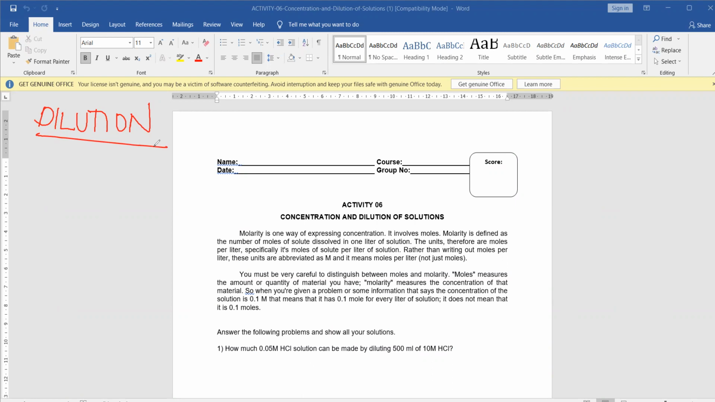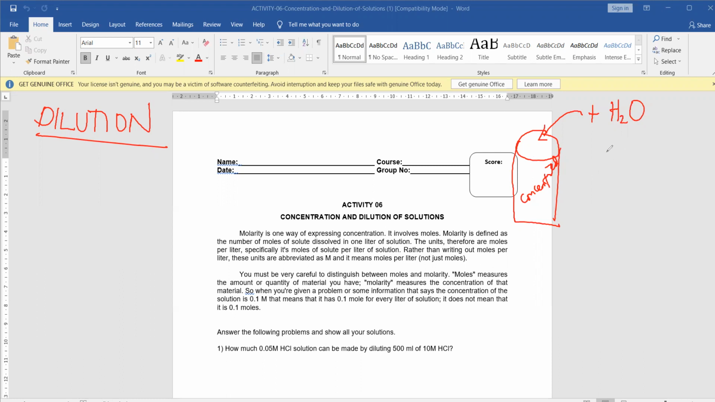Dilution, class, is the process of making a less concentrated solution out from the more concentrated one. Example, ginagawa natin sa bahay, 'di ba? Pag nagtitimpla tayo ng juice, for example, and then pag taste natin sa ginawa natin na juice, if it's very sweet, then 'di ba we call it concentrated siya. So anong ginagawa natin if very sweet yung natimpla natin na juice? Di ba dinadagdagan natin siya ng tubig to make it less sweet, no?